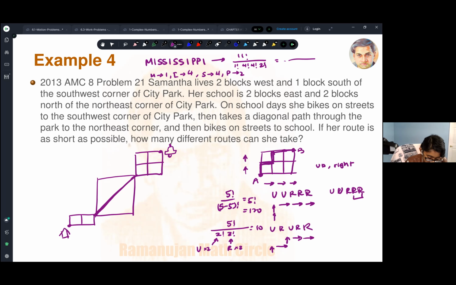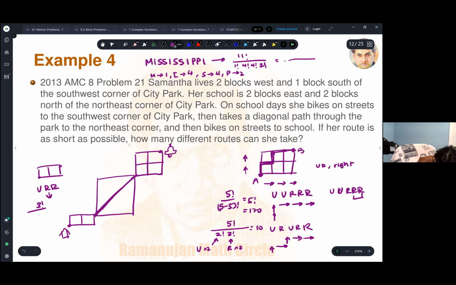Now we're going to put this idea into play. First we look at going from the school to the southwest corner of City Park. Going from here to here would mean 1 up and 2 rights. So that would be 3 factorial divided by 1 factorial times 2 factorial, which is 3. That's 3 ways to go from here to here. I'm going to call that event A.